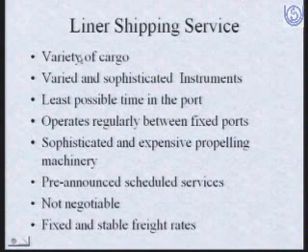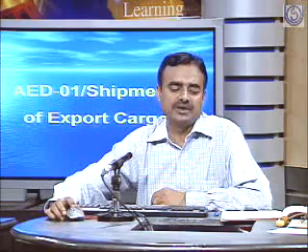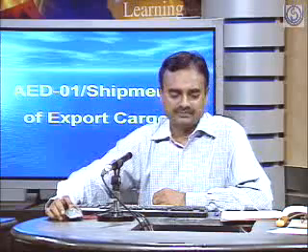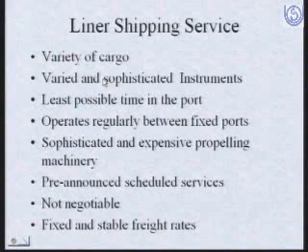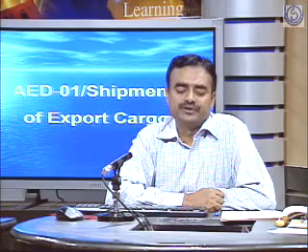The first feature of liner shipping services is that it carries varieties of cargo. That means maybe textile products, maybe leather products, maybe jewelries, whatever the products are, it is able to carry a variety of cargo. The second feature is varied and sophisticated instruments. Because it is carrying varieties of cargo and each cargo may require different types of sophisticated instruments, therefore it is fitted with varied and sophisticated instruments.